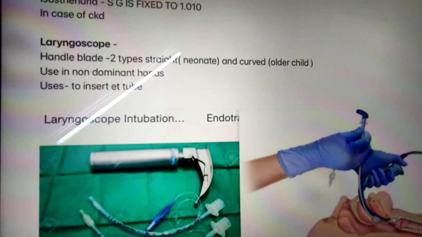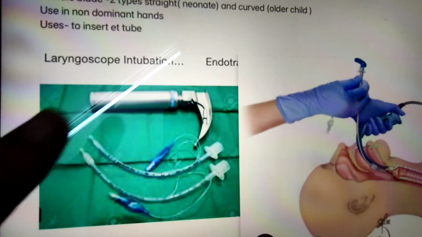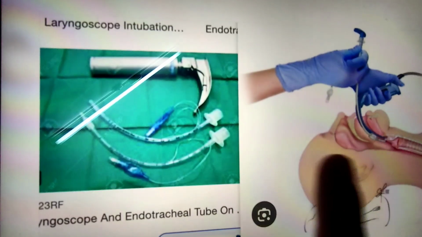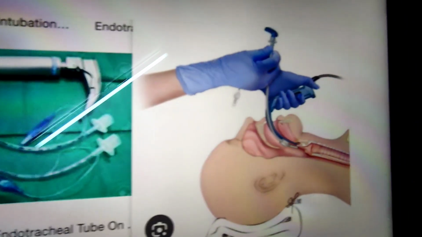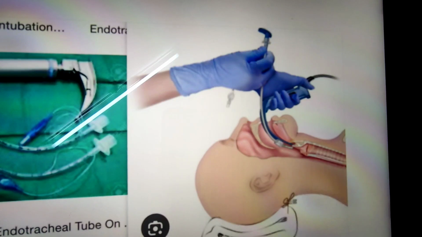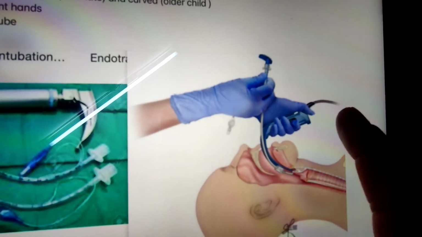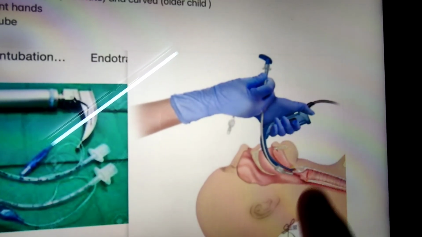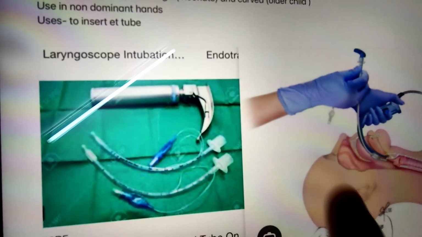So hello guys, with the ongoing lectures on the medicine and pediatric instruments, now we have reached the laryngoscope. As you can see in this diagram, this one is metallic, this is the laryngoscope, and these are the endotracheal tubes. In another diagram you can see how the endotracheal tube is inserted with the help of the laryngoscope. This is the laryngoscope with the help of which we introduce the endotracheal tube.